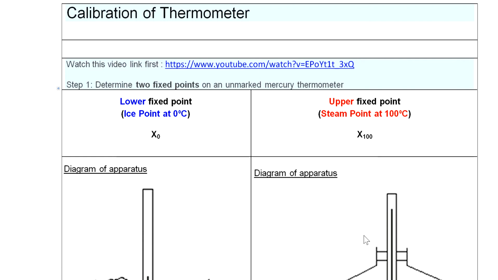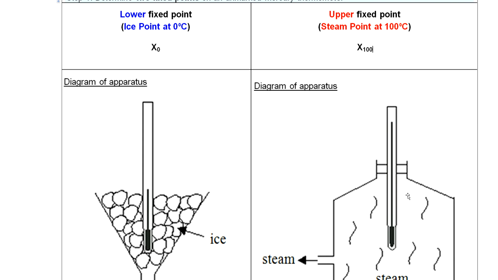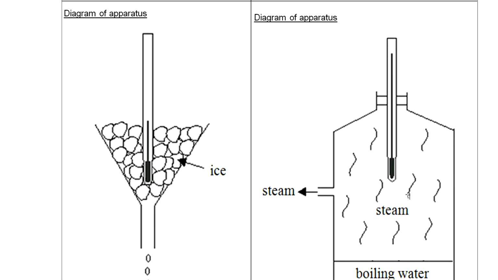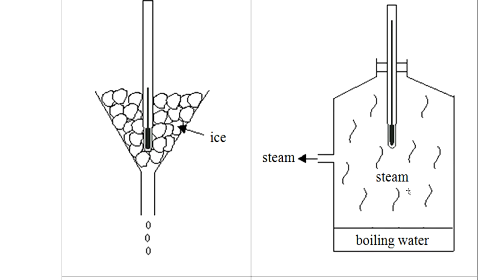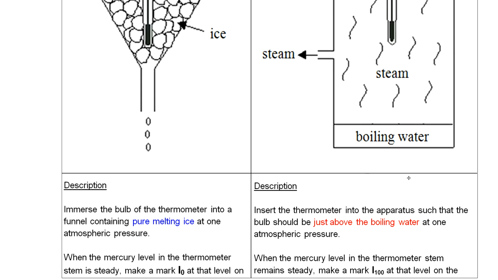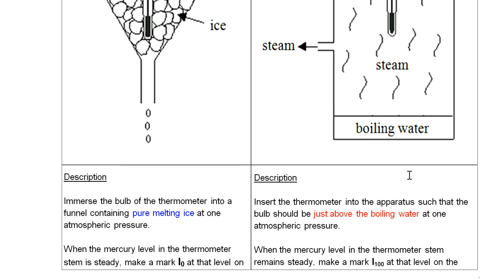So we have already done both the diagrams: place the thermometer in pure ice at 1 atmospheric pressure, and in steam at 1 atmospheric pressure above the boiling water, and we will be able to determine the lower and upper fixed points. Students, I have told you about X100 and X0, so you can write them as L0 and L100 as well, because at the moment we are doing the analysis of length in which mercury is going to expand.